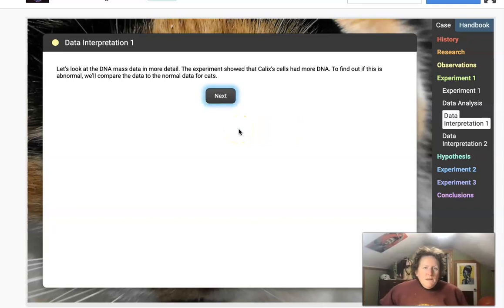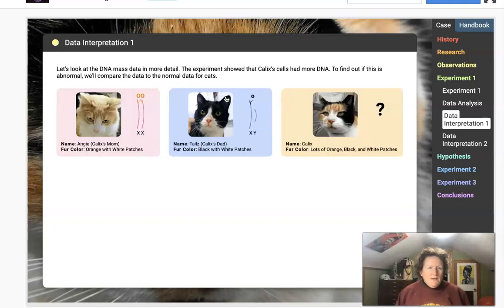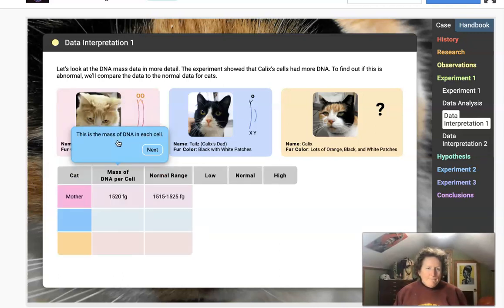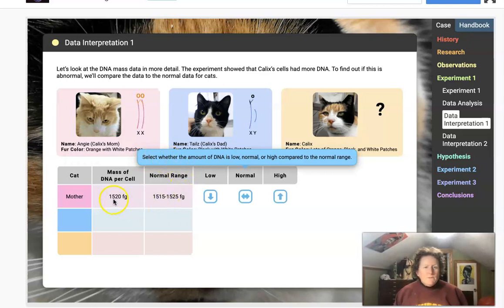Let's look at the DNA mass in more detail. The experiments show that Calix's cells had more DNA. To find out if this is abnormal, we'll compare the data to normal data for cats. So Angie is Calix's mom. She's orange with white patches. So this is Angie's data, Calix's mom.